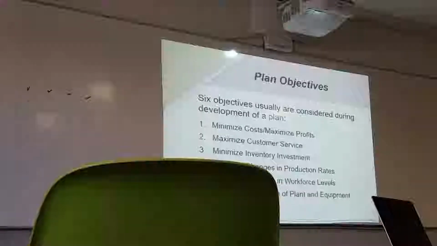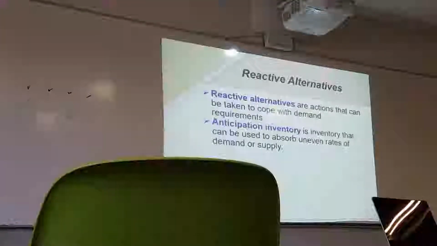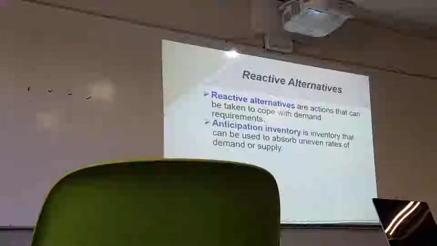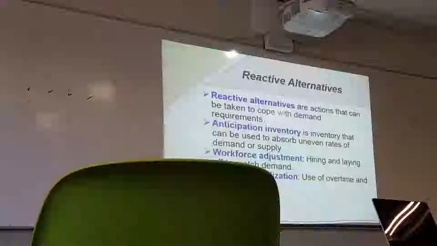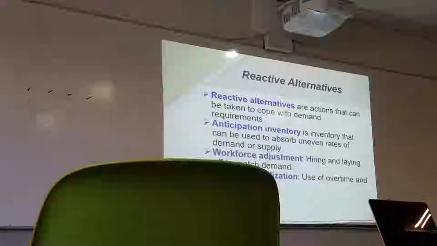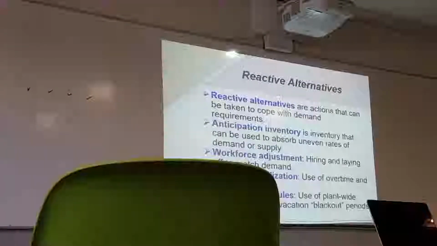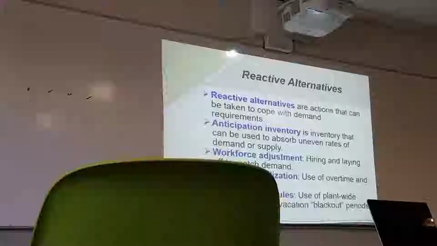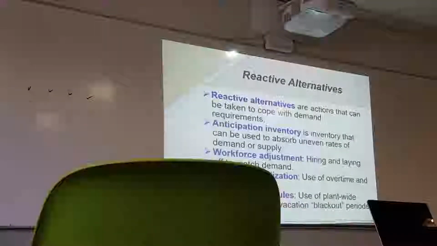I was looking at this. Reactive alternative is when we have the chase strategy. Anticipation inventory is the same one when we want to keep inventory to satisfy an increase in the demand. We can use hires and layoff, workforce adjustment. We can use overtime or idle time, undertime, or we can choose to have like vacation schedules. Do you know what the last one is?